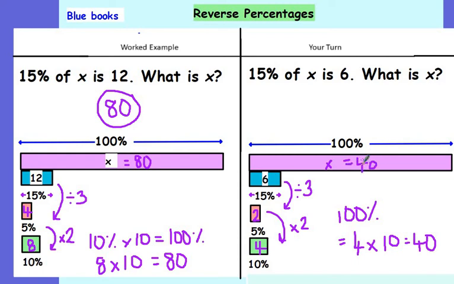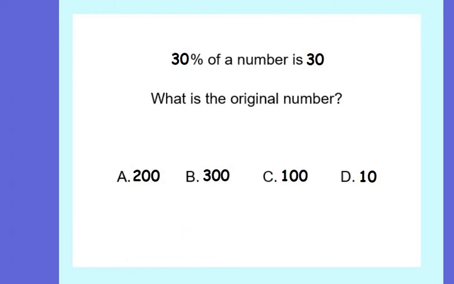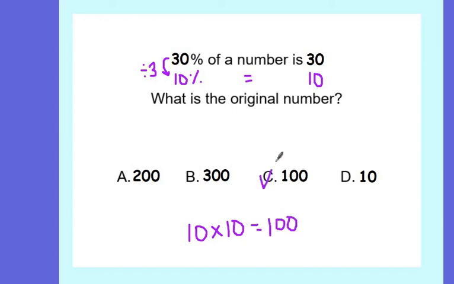Make sure you've got this example in your dark blue books for me, Year 7. Okay, mini whiteboards or light blue books for me. 30% of a number is 30. What's the original number? Pause the video, have a little think. Let's work it out in the same way. If 30% of a number is 30, 10% can be found by dividing by 3. So 10% would be 10. I can then do 10 times 10 to work out what 100% would be, which is C. Well done if you got that right.